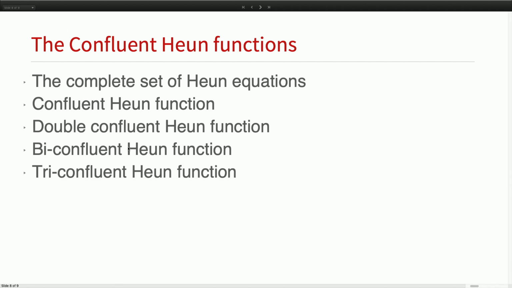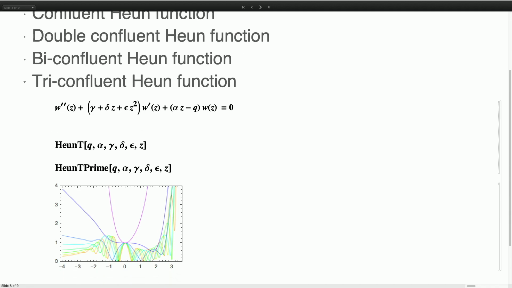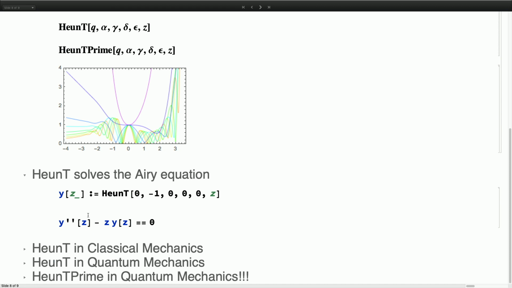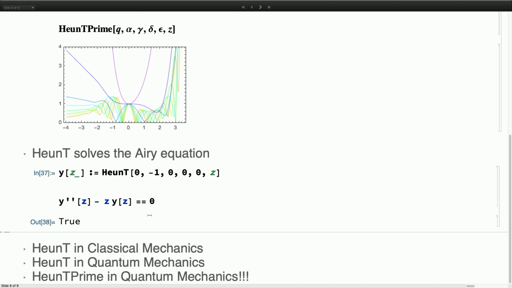OK, and the last confluent Heun function is called the triconfluent Heun function. HeunT solves this equation that has an irregular singular point at infinity. This is a generalization of the Airy equation, in fact. And of course, HeunT solves the Airy equation. If we just substitute this HeunT with specified parameters into the Airy equation, we'll receive a 0, of course.